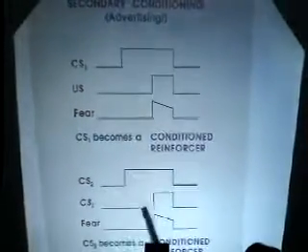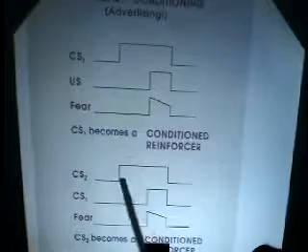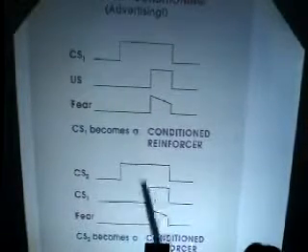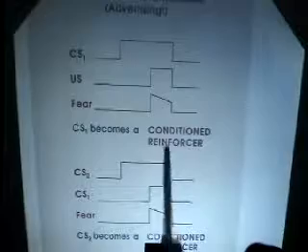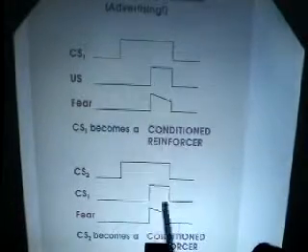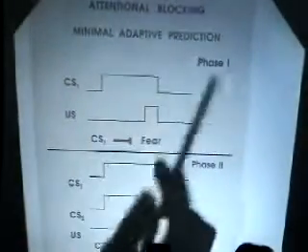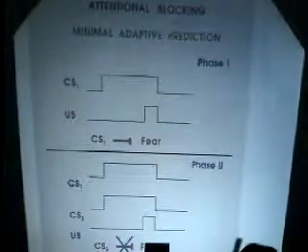And then, when you're getting scared of the CS1, you get another CS, and you pair it with the conditioned reinforcer, and it also can become a conditioned reinforcer. So you can do a kind of chaining here from one CS to another CS. But what we're interested in is how classical conditioning and attention are related. And what this has to do with is what's called attentional blocking. And this shows in a way that humans and animals are minimal adaptive predictors.